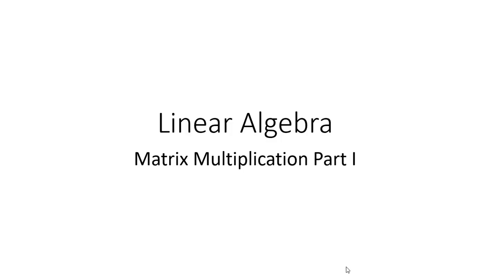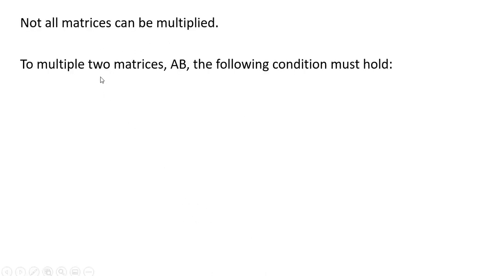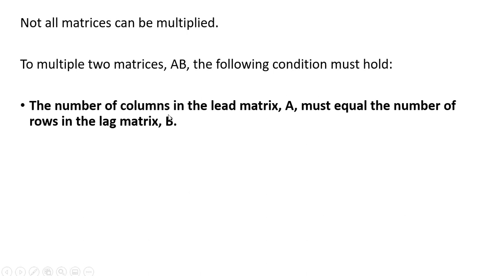Hello, in this video we're going to begin discussing matrix multiplication. Not all matrices can be multiplied. To multiply two matrices, matrix A times matrix B, the following condition must hold. The number of columns in the lead matrix A must equal the number of rows in the lag matrix B.